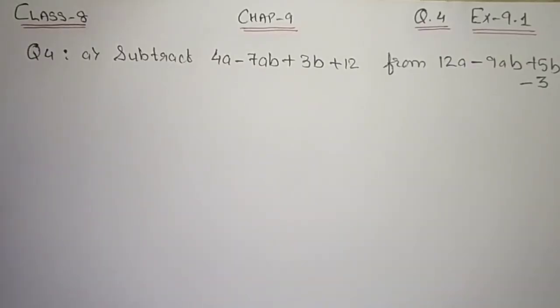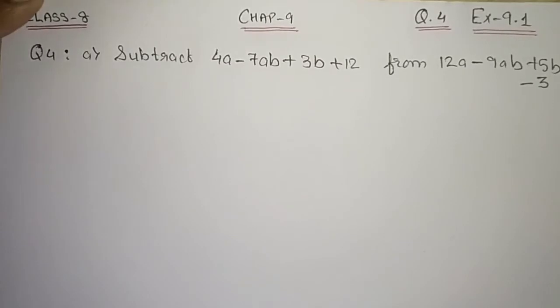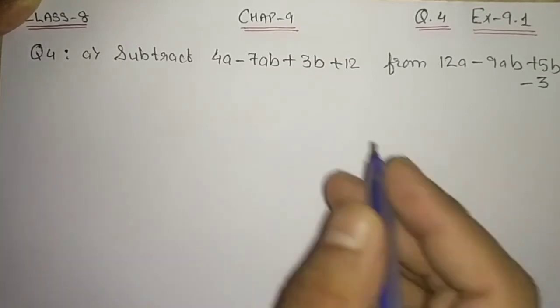Good morning students. Today we are going to solve question number 4 of exercise 9.1 of chapter 9. Question number 4 is having 4 parts A, B, C and D. Like we have solved question number 3, here we have to subtract the two algebraic expressions. So let us start.